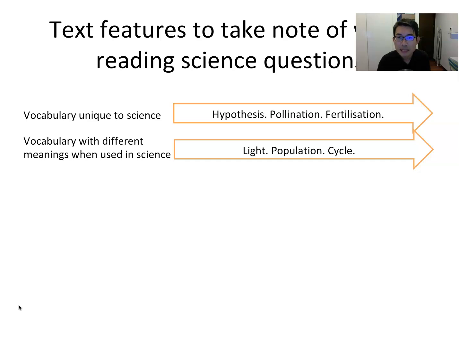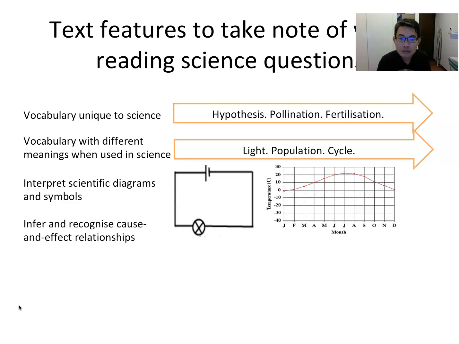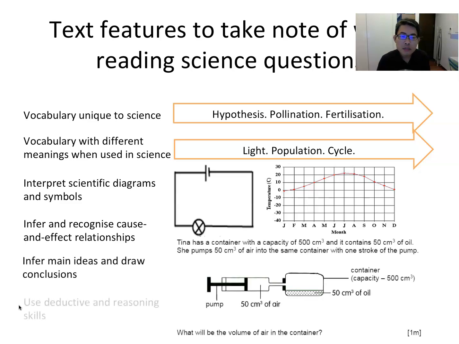And cycle, when you use cycle, typically you're talking about riding a bicycle. I'm going to cycle to school. But in science, cycle refers to repeated patterns of change that allows you to make predictions. Very often you will find science diagrams and symbols that require you to make interpretation. You need to infer cause and effect relationships, which we will cover a bit in the later part of this video. You need to infer main ideas and draw conclusions from a question like this. And you need to use deductive and reasoning skills. These are the skills required when you're reading science questions.